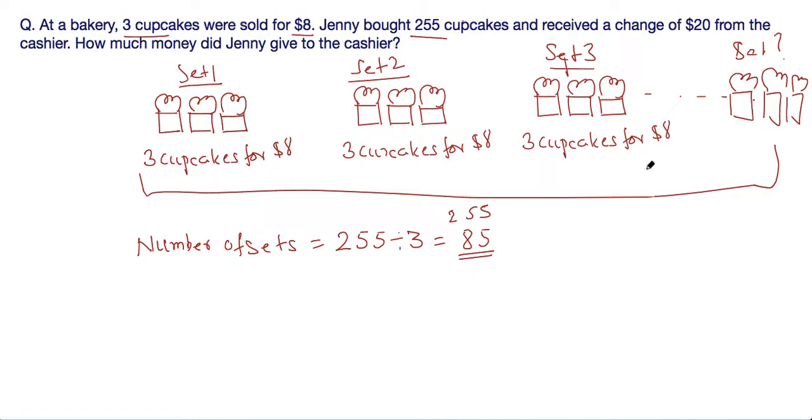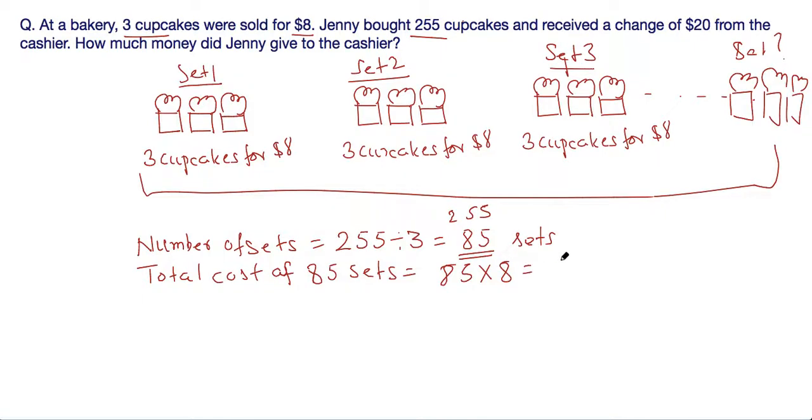Now we have to find out how much she was supposed to pay for these 85 sets. As we know, the cost of one set is $8. So the total cost of 85 sets would be 85 times 8. Okay, that will be $680. If you calculate it, it will be $680.